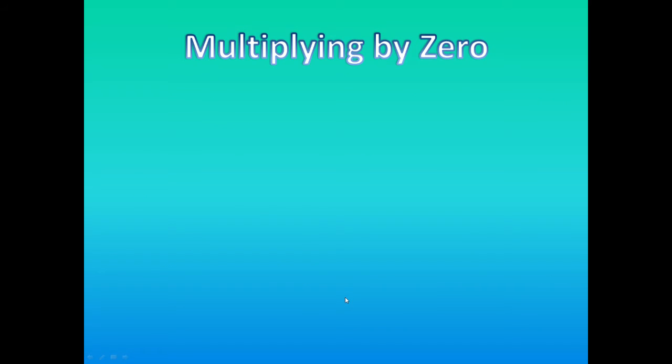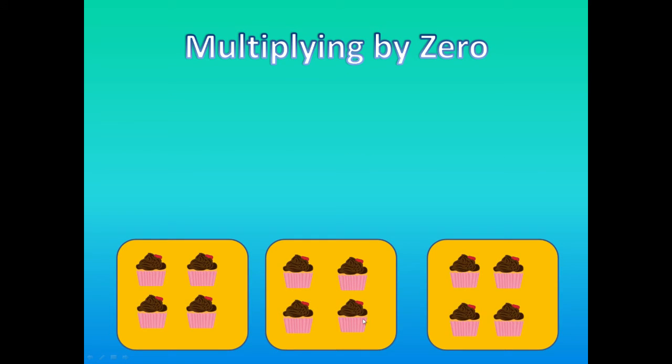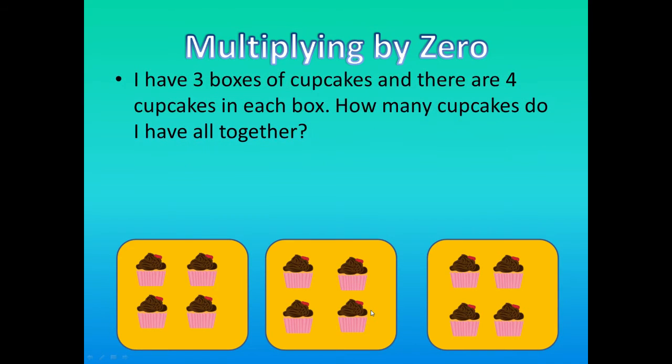Now, to explain this a little bit better, I've drawn up 3 boxes, and then there's 4 cupcakes in each box. So, how many cupcakes do I have altogether? And the equation that represents this is 3 times 4. What does 3 times 4 equal?